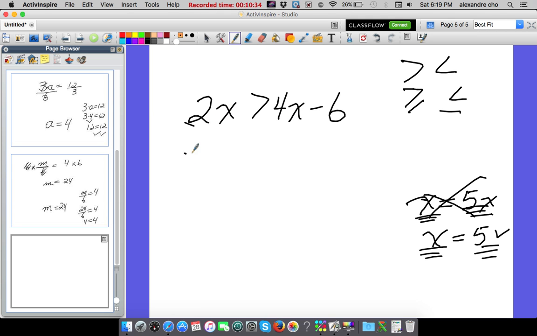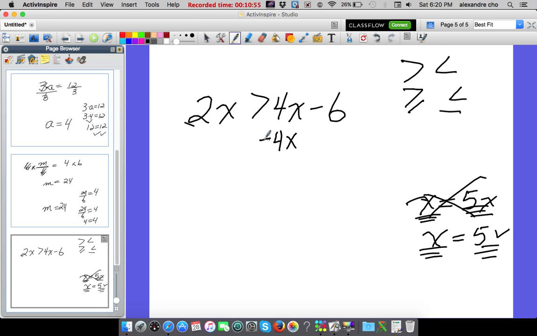So here's what I do: 2x. Oops, no, that's not what I want to do. No, that's not what I want to do either. I want to do this. So I'm going to get rid of the 4x. How do I get rid of the 4x? I'm going to subtract. That's a positive 4x. So in order to eliminate it, I'm going to subtract 4x.